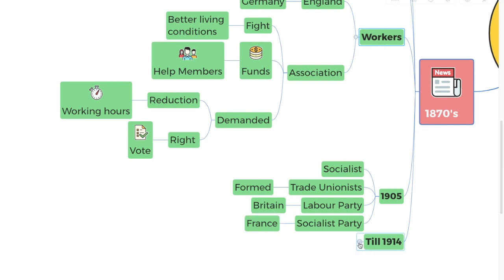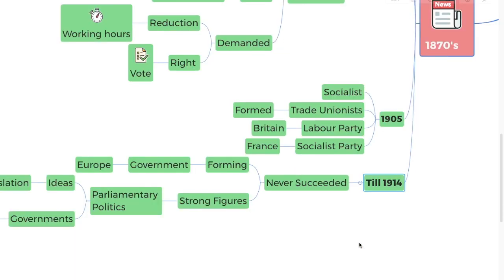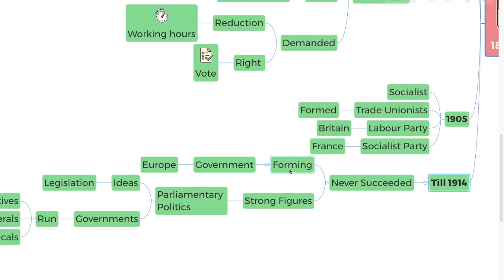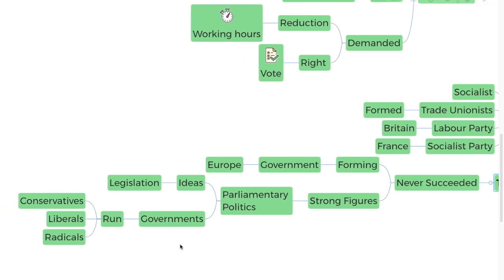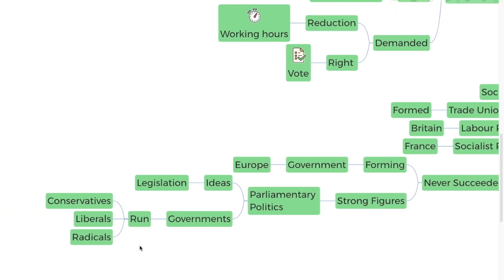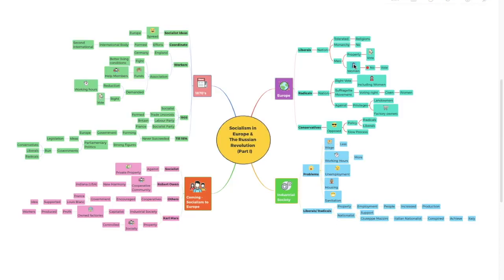Till 1914, socialists never succeeded in forming a government in Europe. Represented by strong figures in parliamentary politics, their ideas did shape legislation. But governments continued to be run by conservatives, liberals, and radicals.